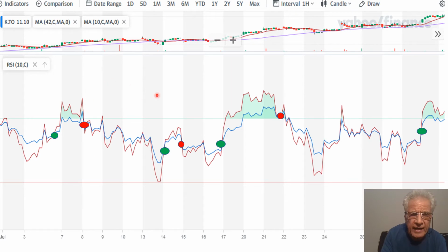This is Yahoo Finance, K Stock, and H1 time frame. Each candle represents 1 hour of trading. This graph is identical to the graph we saw before.